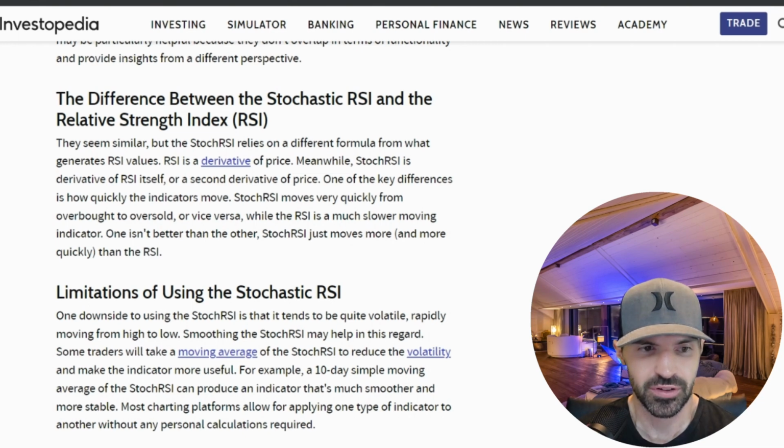One of the key differences is how quickly the indicators move. The stochastic RSI moves very quickly from overbought to oversold, or vice versa, while the RSI is a much slower moving indicator. One isn't better than the other. Stochastic RSI just moves more quickly than the RSI.